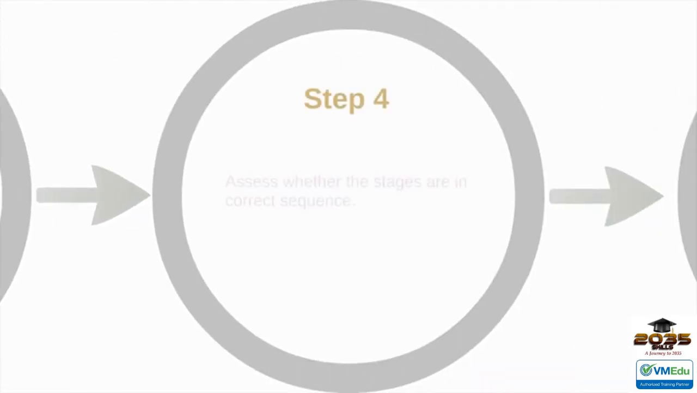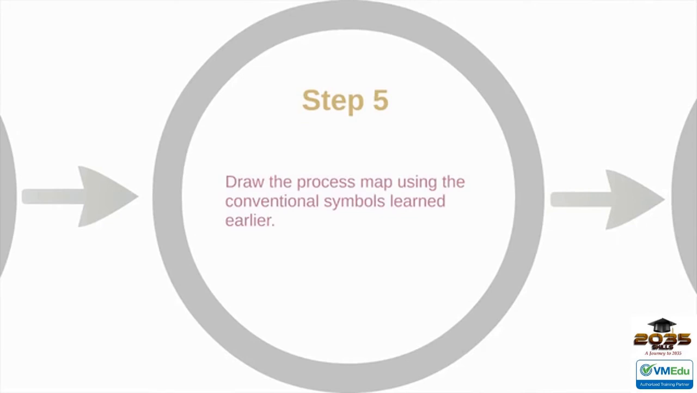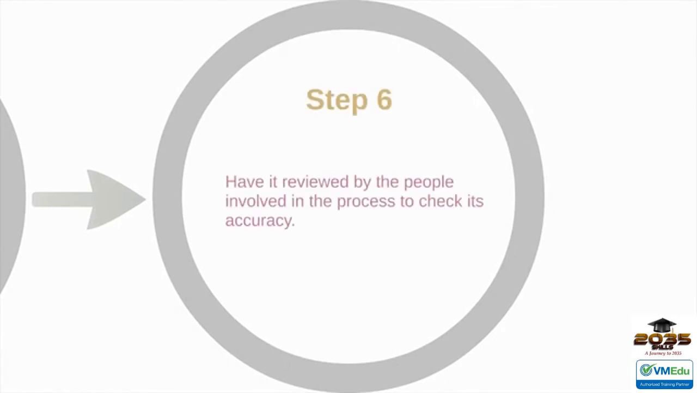The fourth step is to assess whether the stages are in correct sequence. The fifth step is to draw the process map using the conventional symbols learned earlier. And the last step is to have it reviewed by people involved in the process to check its accuracy.